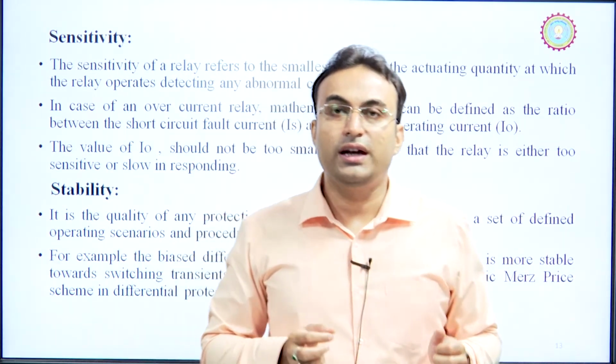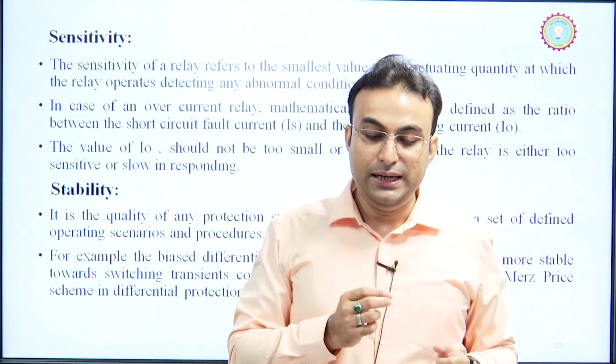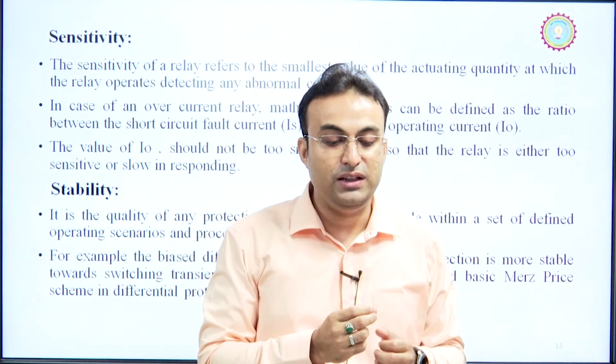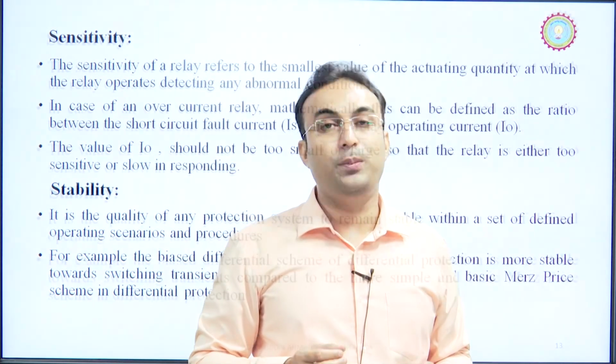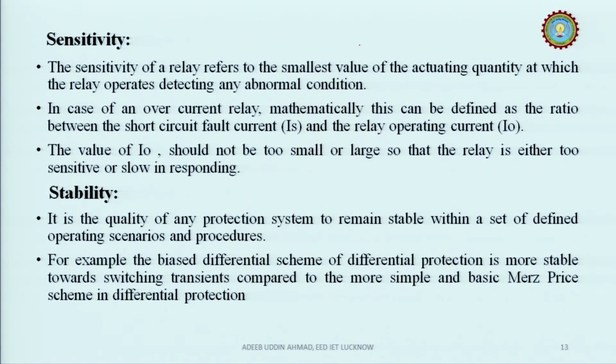In case of an overcurrent relay, mathematically this can be defined as the ratio between the short circuit current and the operating current I/O. The value of I/O should not be too small or too large, otherwise the relay is either too sensitive or slow in responding. So, the smallest value of the fault current will reflect the particular action or operation of the relay.